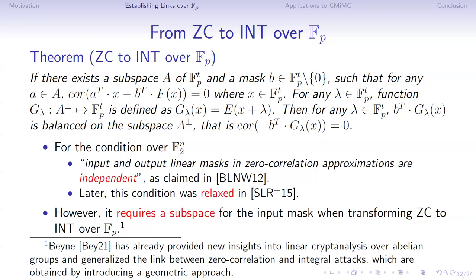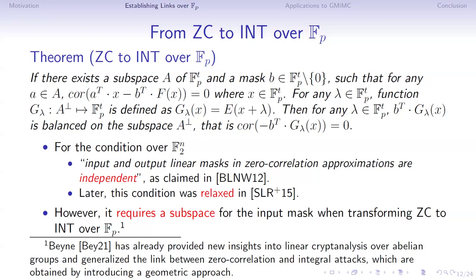Compared to the conditions over the Boolean field, in 2012 Andrey Bogdanov already claimed that the input and output linear masks in the correlation approximations should be independent to have such a conversion. Later, this condition was relaxed by Sun et al. in their Crypto paper. However, during our proofs for this direction, we found that it still requires a subspace for the input mask when transforming this to ID. We found this corresponds to the results of Bayer's 2021 Asiacrypt paper. In that paper, he provided new insights into linear cryptanalysis over abelian groups and generalized the links between zero correlation and integral, which were obtained by introducing a very novel and high-level geometric approach. And our results seem obtained from the bottom up.